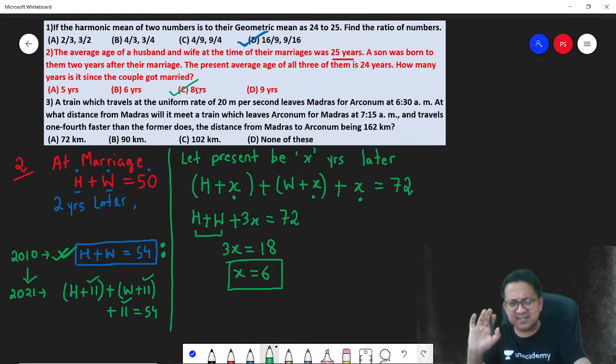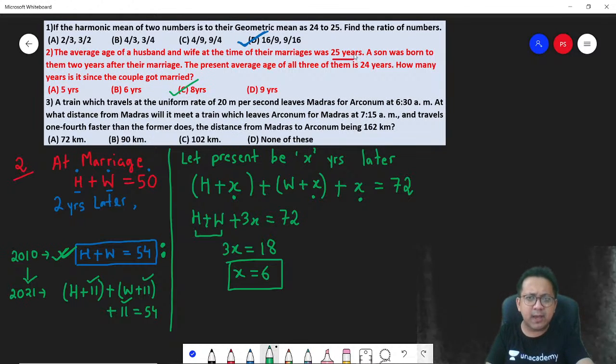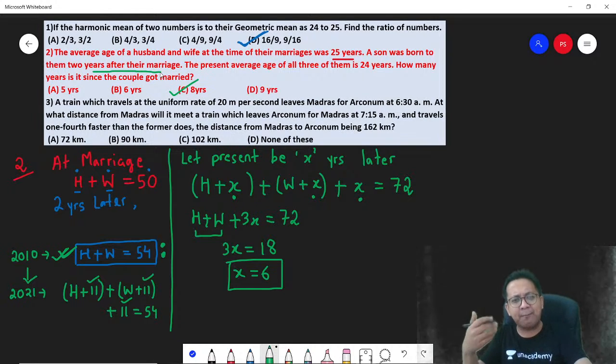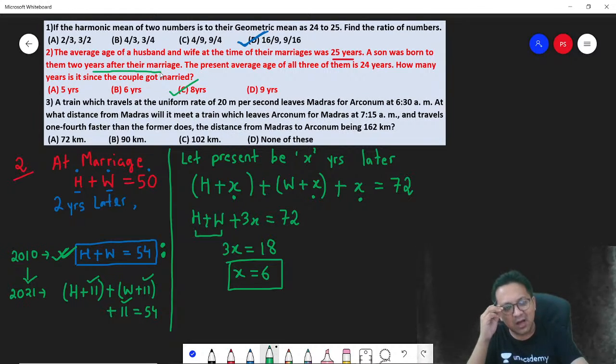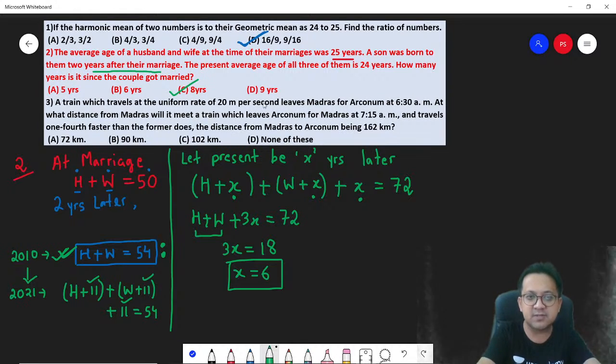Remember, 6 years is the son's age, but their son was born 2 years after marriage. So obviously, marriage happened 2 years before the son was born. So if the son is 6 years, marriage must have happened 8 years ago. Are we clear on this? Any doubt? I don't see any doubts from people viewing me live, so I will take that as no doubts.